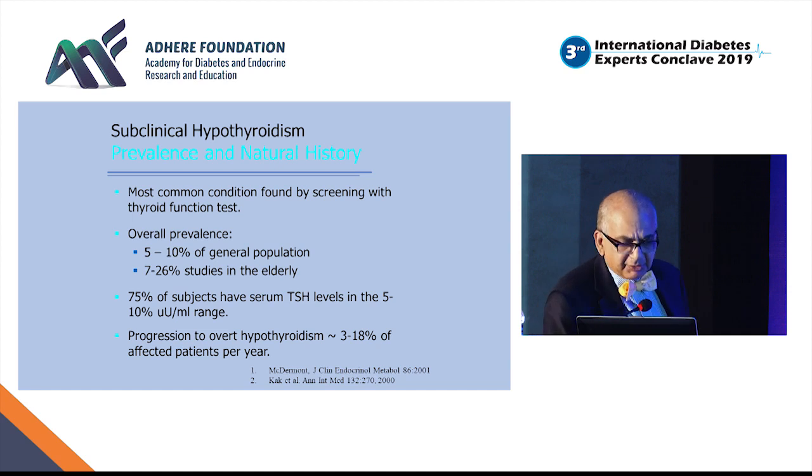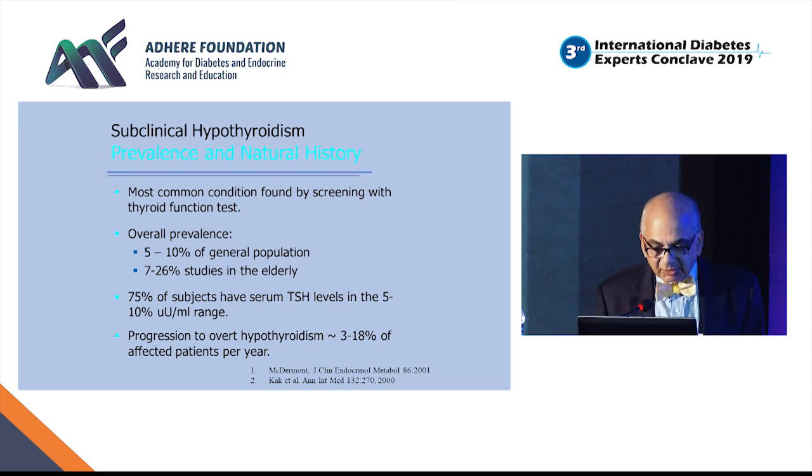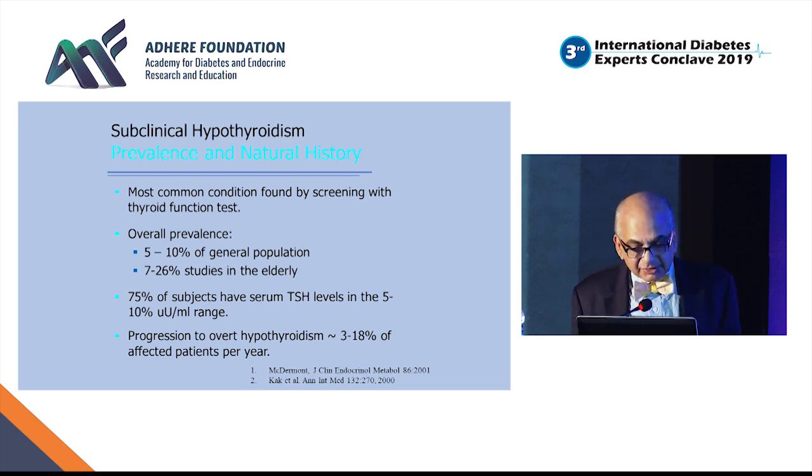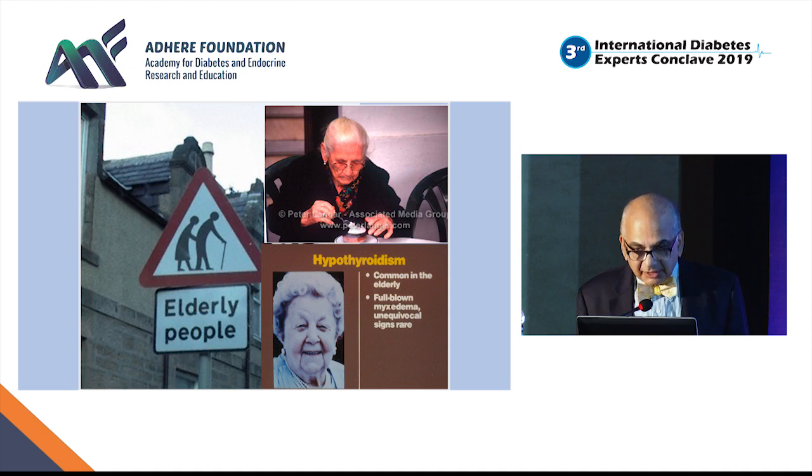If you look at the prevalence, this is a very common problem, probably after diabetes the most common endocrine problem that's out there, about 5 to 10% of the general population, and 7 to 26% in studies of the elderly. Because in the elderly it is normal, I don't consider it a prevalence of an abnormality. And most of these people are actually in the 5 to 10 range. So what do you do with them? As I said, it's common in the elderly.